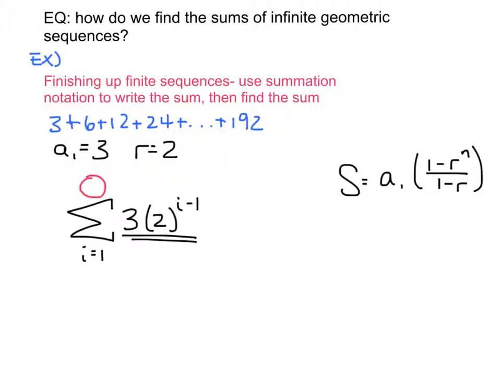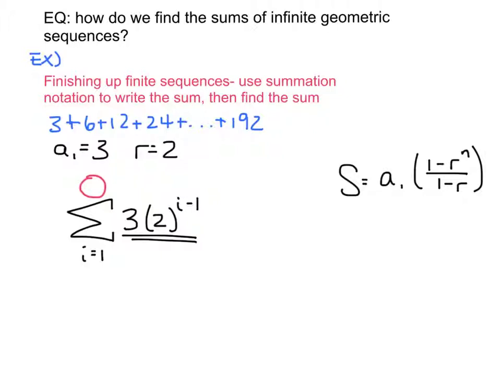Okay, so here's what we need to focus on, is that we don't know what term in the sequence 192 is. There are a few ways that we could do this. We know that it just doubles, so we could just figure out how many times we had to hit times 2.